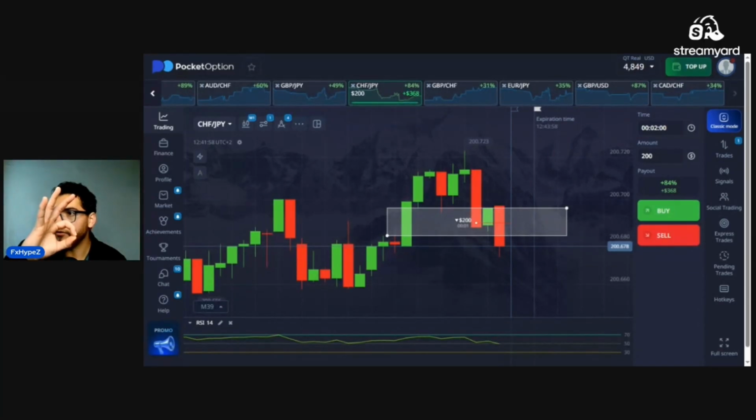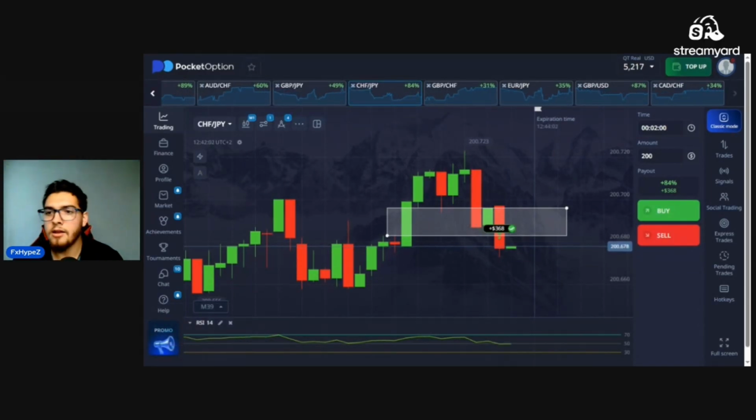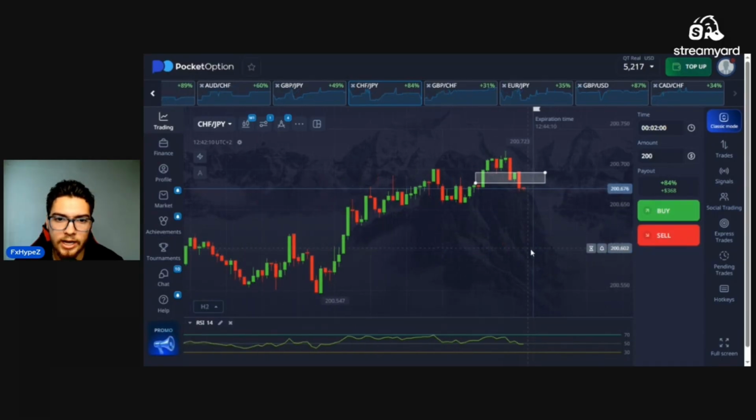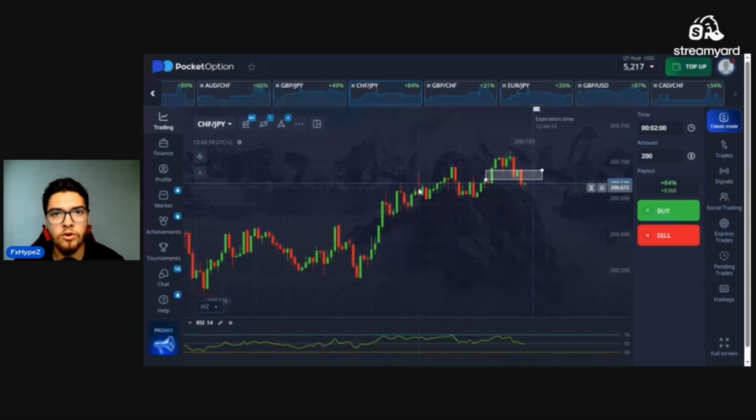Beautiful. Ace. That's what we like to see. A bearish divergence trade on CHF JPY. Right? We break it down. It's 3 wins in a row. Price is forming higher highs and higher lows.